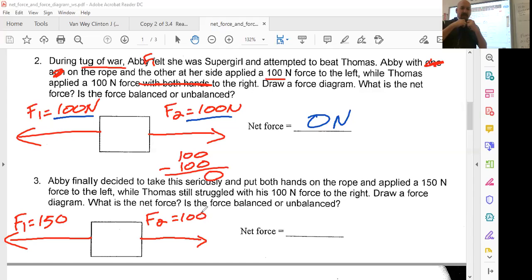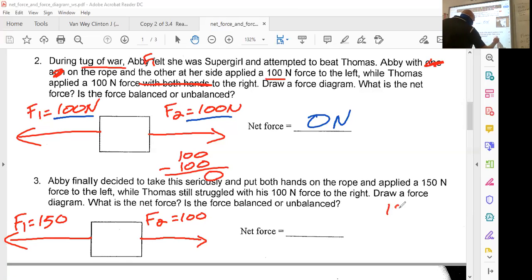You say it out loud, or you can say it in the chat. Forces acting in opposite directions. Let me give you some options. They either add together or they subtract. If they go in opposite directions, what do they do, Nevada? Subtract. Exactly.